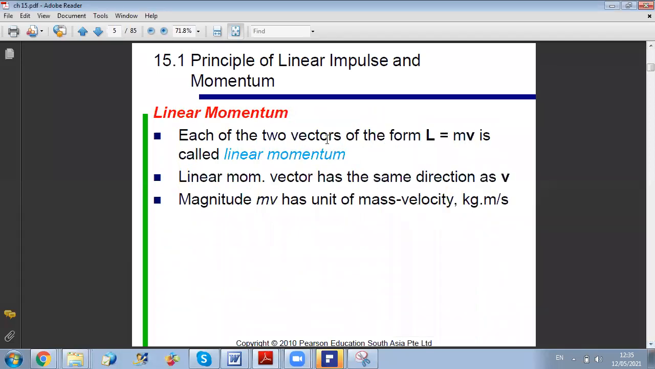Now, in Hibbeler notation, the linear momentum is referred to by L. So when you see L, this is linear momentum. Whenever you have a bold letter here, it means it's a vector, because for vector notation you either put an arrow or you write it in bold. Okay? So linear momentum is a vector equal to mass times velocity vector. And the unit, of course, will be kilogram times meter per second.